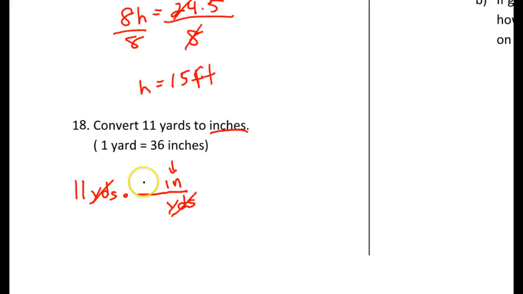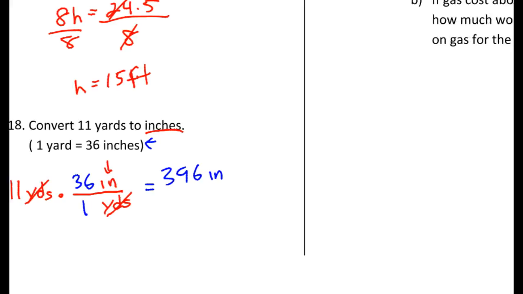My only unit remaining is inches, and that's what I'm trying to get for my answer, is inches. So that works out. Let's put in the numbers. We know that 1 yard is 36 inches according to the conversion right there. So we just really need to do 11 times 36 divided by 1. Okay, so 11 times 36 is 396. And then the only unit left over is the unit of our answer, inches. Alright, let's finish this up.